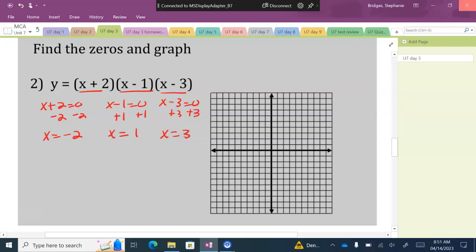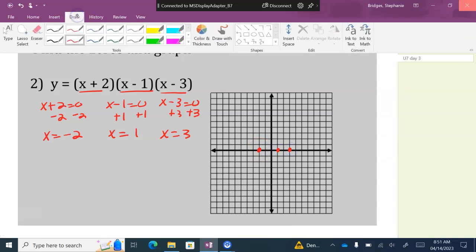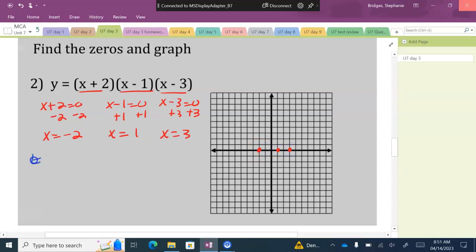So I have the points -2, +1, and +3. So I'm going to put those, -2, +1, and +3. Then I need my extra points.